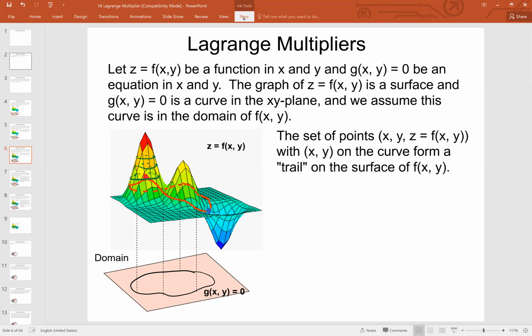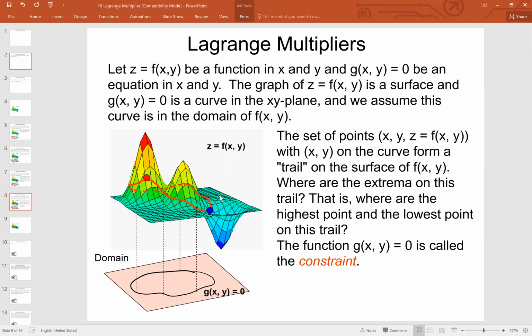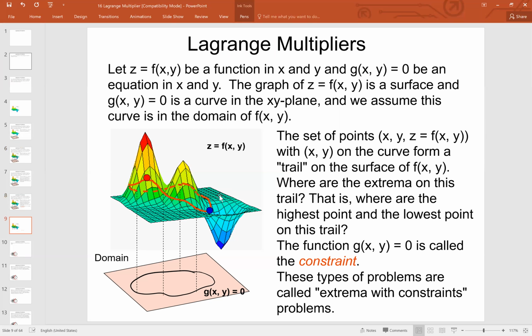The same thing with the minimum points, the lowest point on the curve. If I were to look at the level curves, on this curve right down here, that will be a level curve. And then at the lowest point, again, the tangent lines along the curves and the path coincide. The function g of x, y is called the constraint. And this kind of problem we usually call finding extrema with a certain constraint.